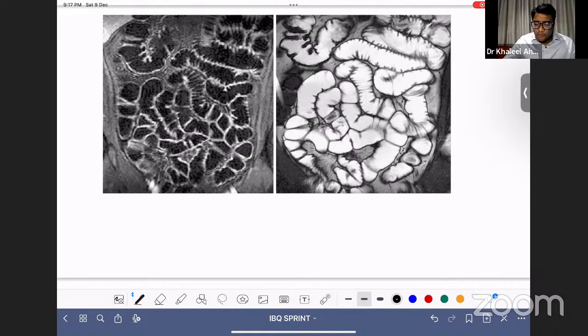Now, what do you think this image is showing you? Is it barium enema, barium meal follow through, CT enteroclysis, or MR enteroclysis? What image is this showing you? Do you see the bowel is distended? Yes or no? The bowel is distended. Are you able to see the mucosal rugae better? Yes, the mucosal rugae are also seen better. So when the bowel is distended, you see the mucosal rugae better.